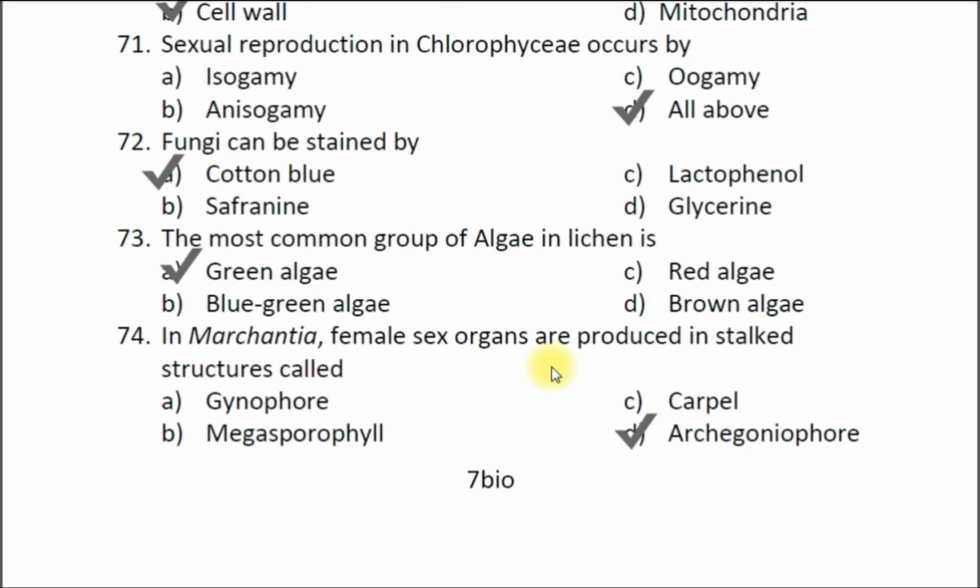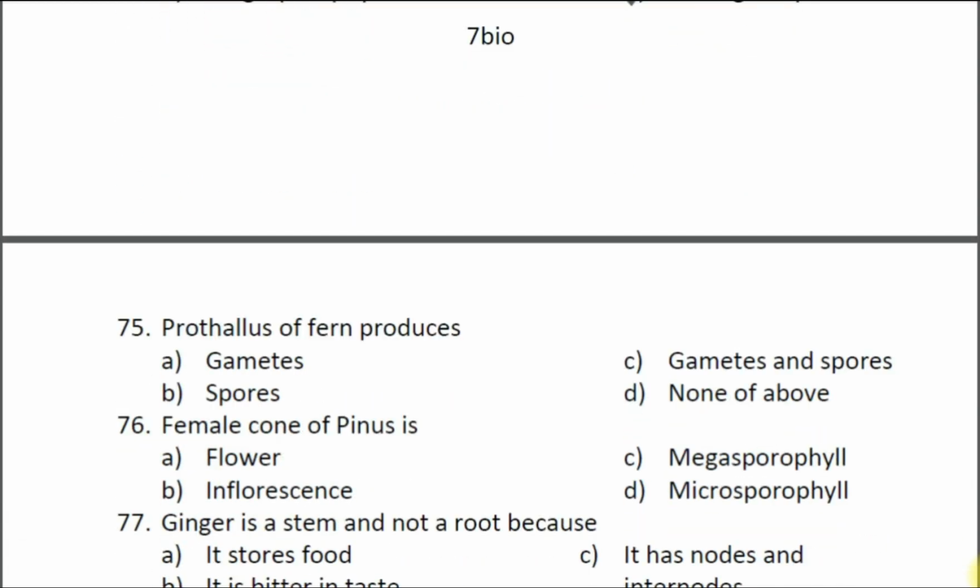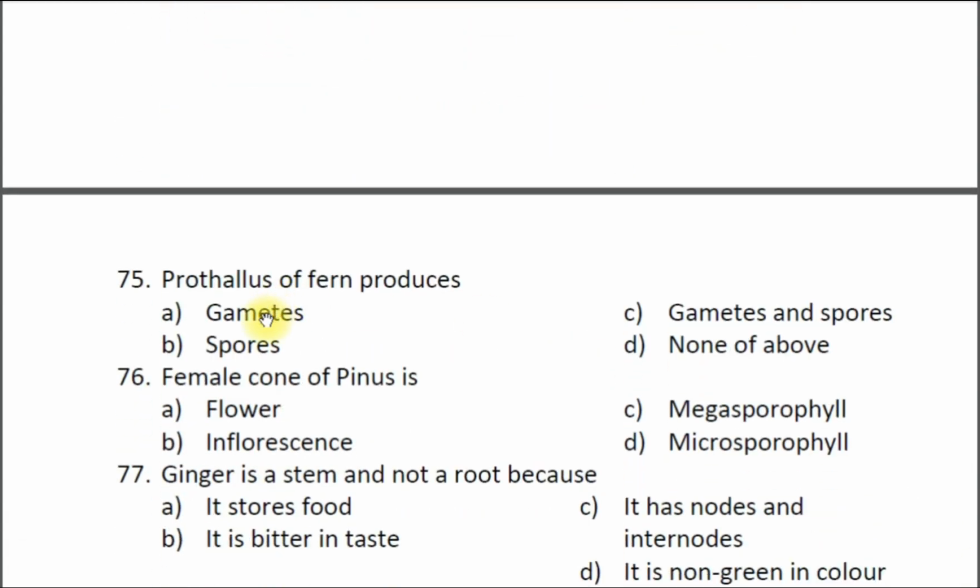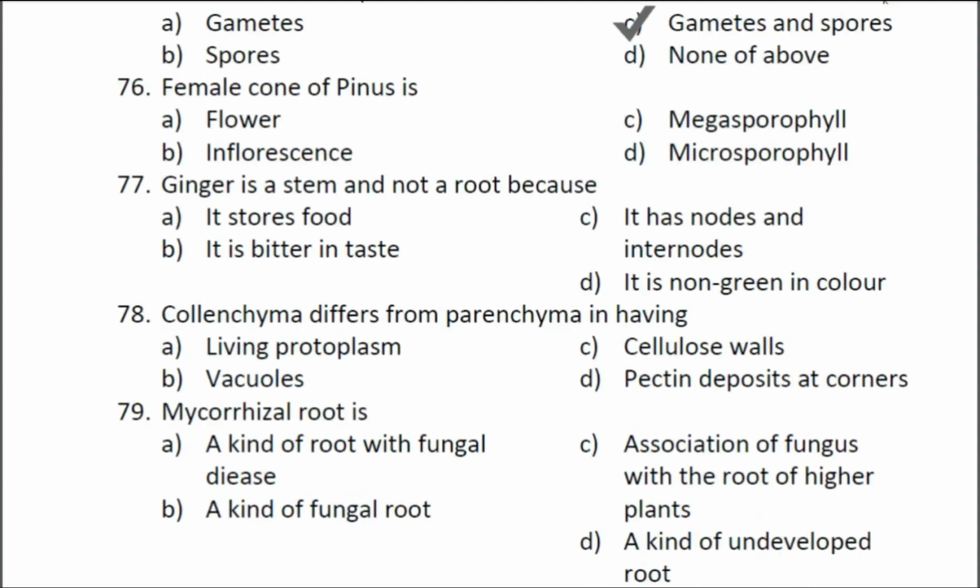Next question is the question number 75, which says prothallus of fern produces A. gametes, B. spores, C. gametes and spores, D. none of the above. The correct answer is the option C, which is the gametes and the spores. The prothallus of fern produces both male and female gametes, which after fertilization give rise to the diploid sporophytes, which produces the spores.